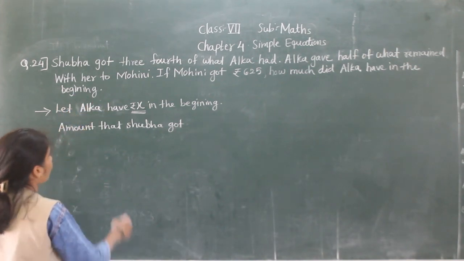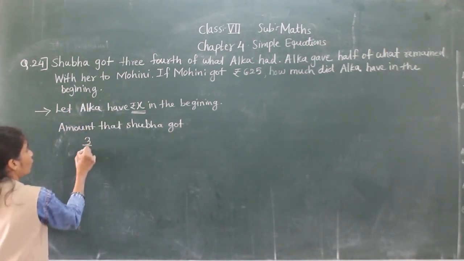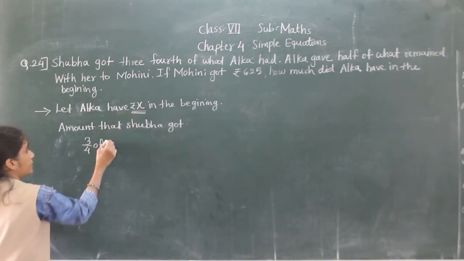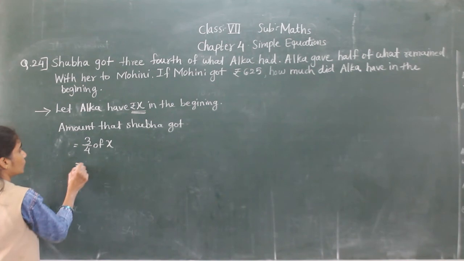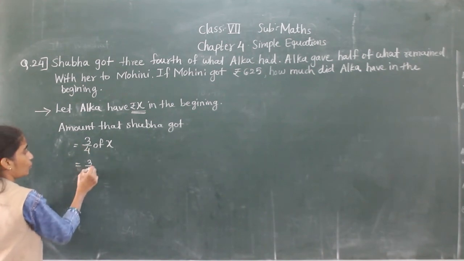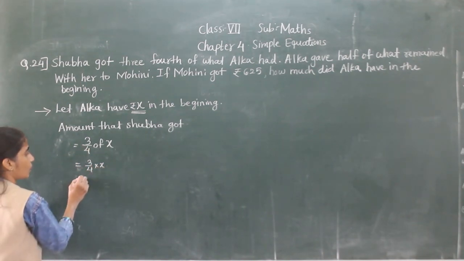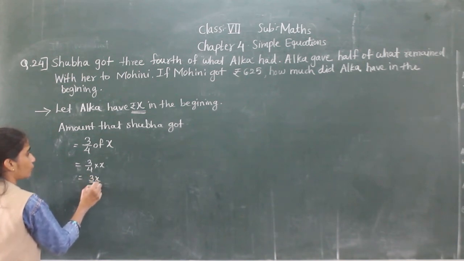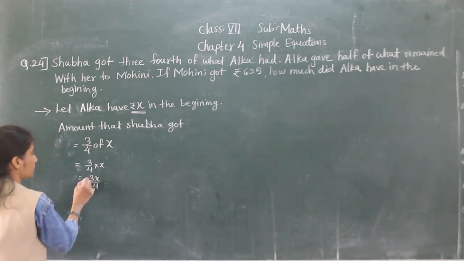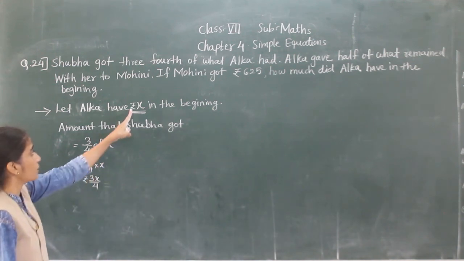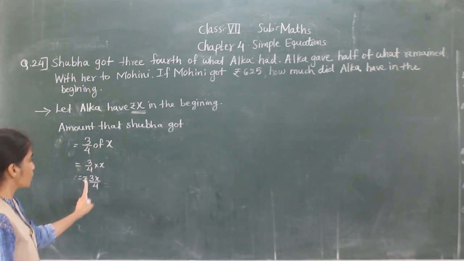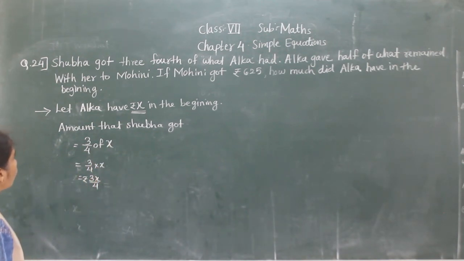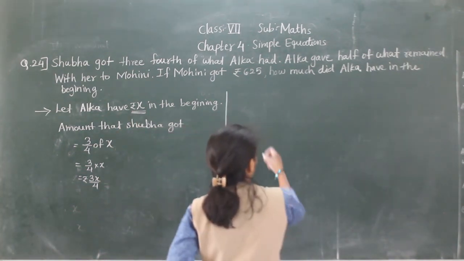Shubha got 3/4 of what Alka had? 3/4 of x. Alka has x, so 3/4 of x. So 3 upon 4 into x. So how much is it? 3x upon 4 rupees. Alka has rupees x, so 3/4 of x is 3x upon 4 rupees. So the amount remaining with Alka.